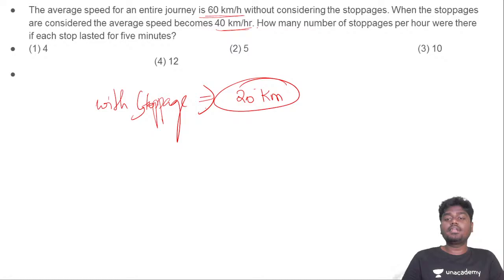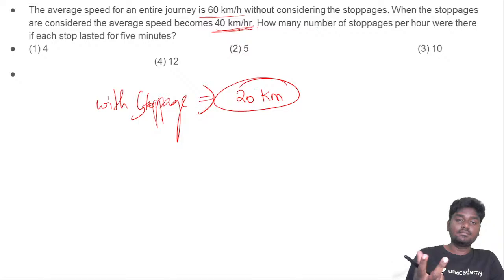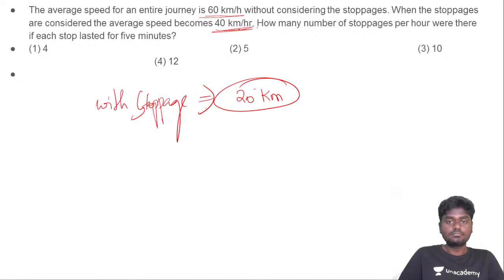He can cover 40 kilometers. Sorry, with stoppage he can cover only 40 kilometers, which means 20 kilometers is being saved without stoppage. Is that right? So if that is the case, this means 60 kilometers is being covered in 60 minutes.